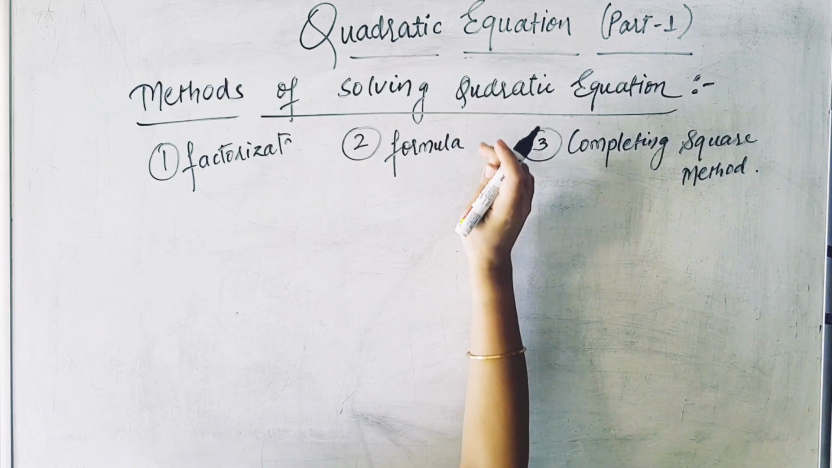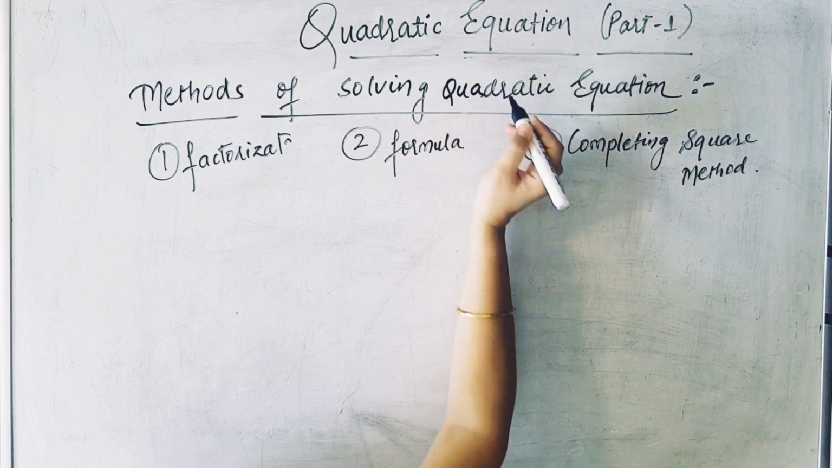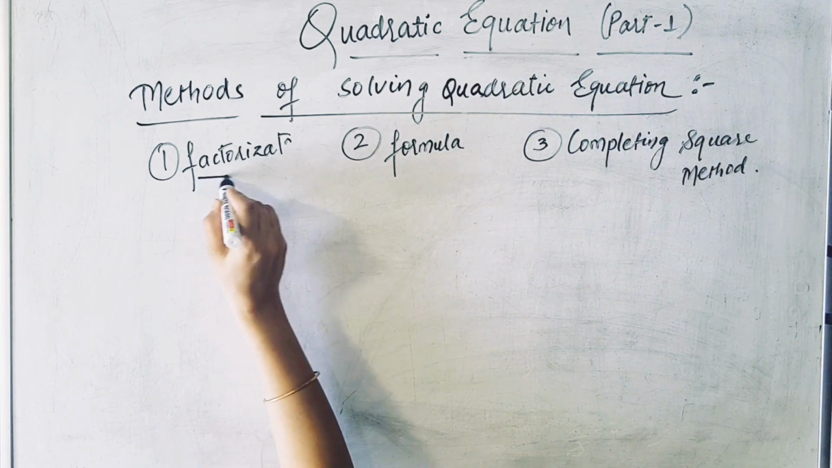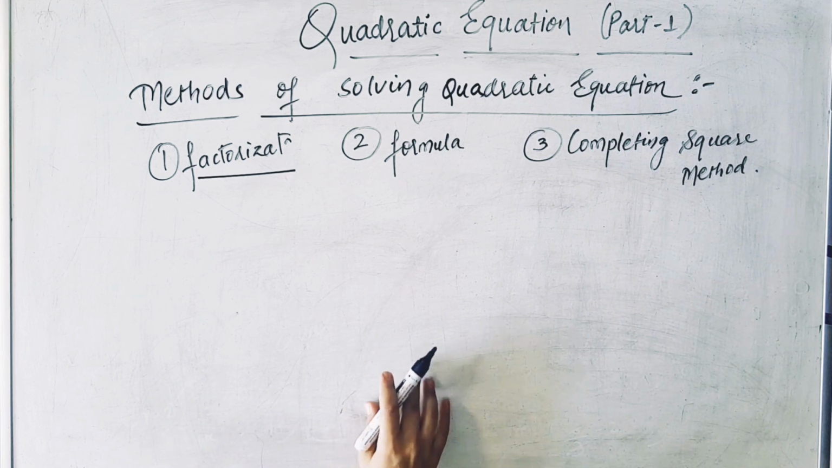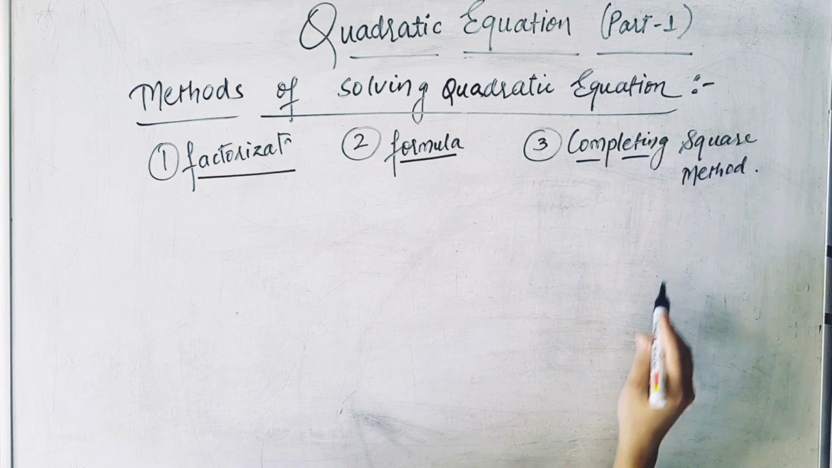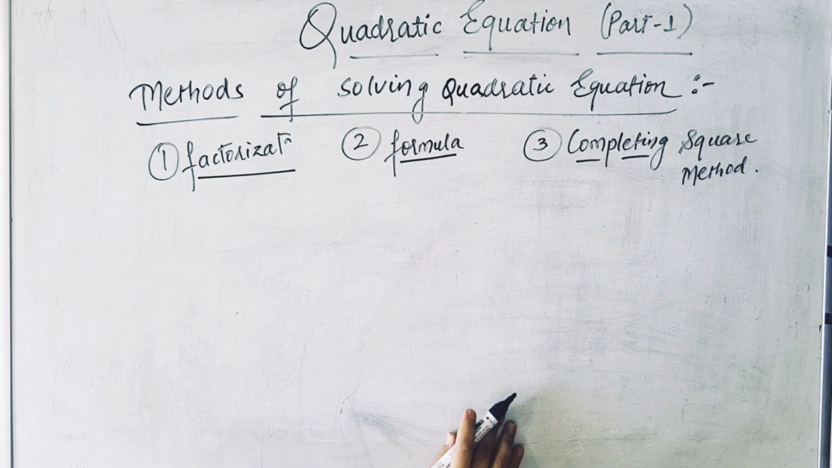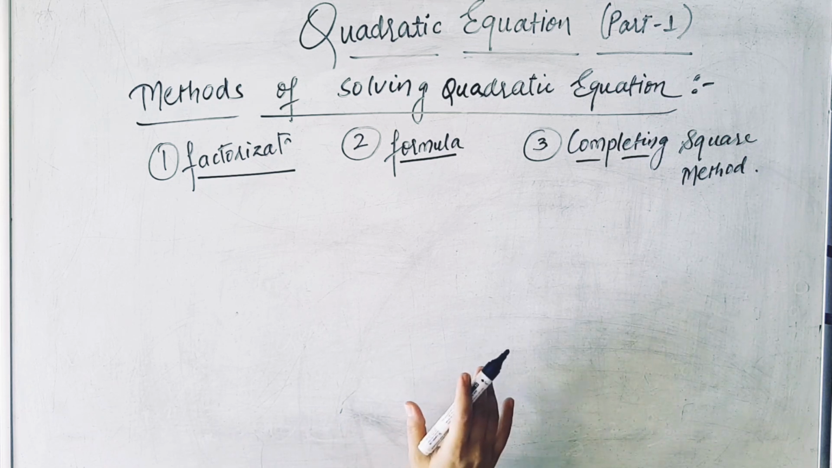Methods of solving quadratic equation. We have three methods of solving this quadratic equation. The first is the factorization method, which we have studied in class 9th also. The second one is the formula method, and the third one is the completing square method. In your book, especially in the ICSE board, only factorization and formula methods are given. The third method is not given, so I am telling you for the sake of your knowledge.